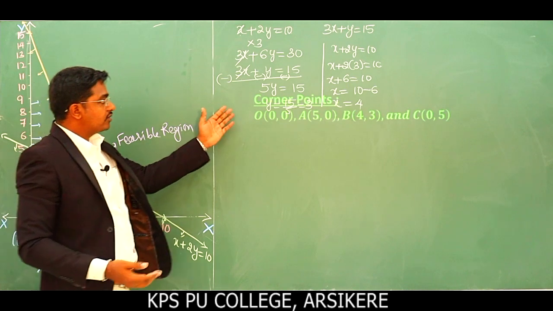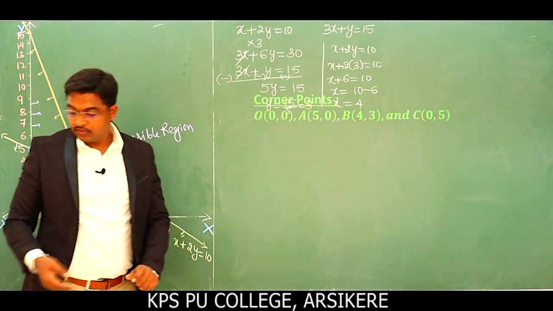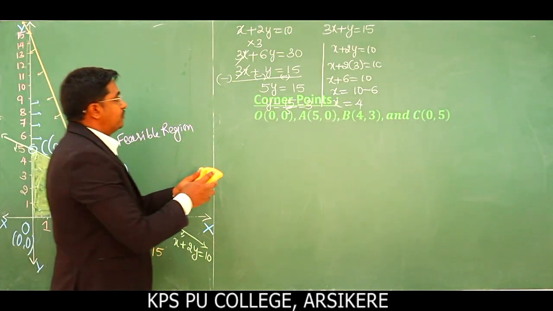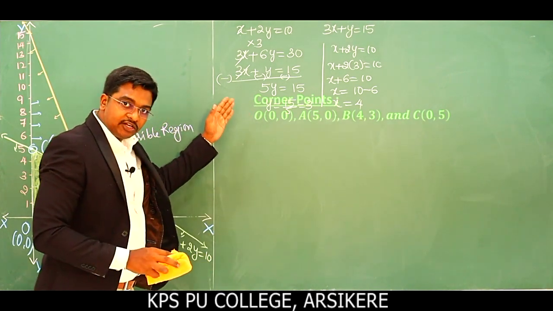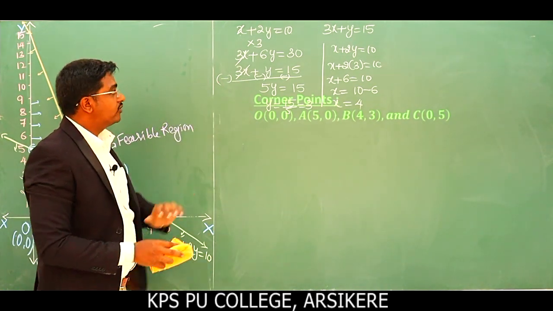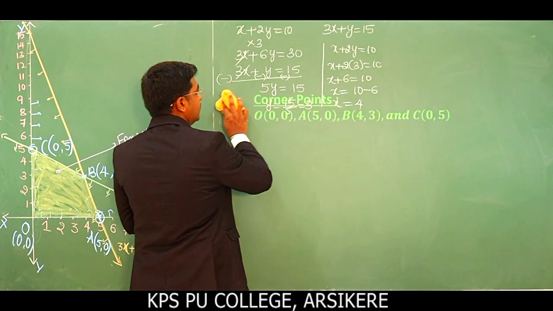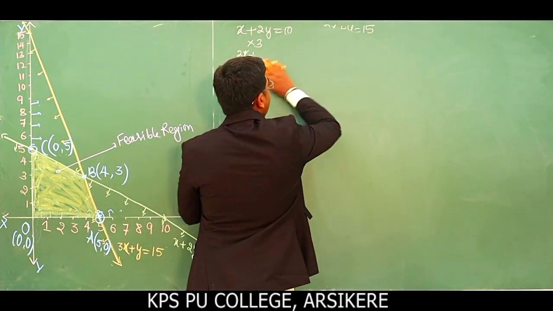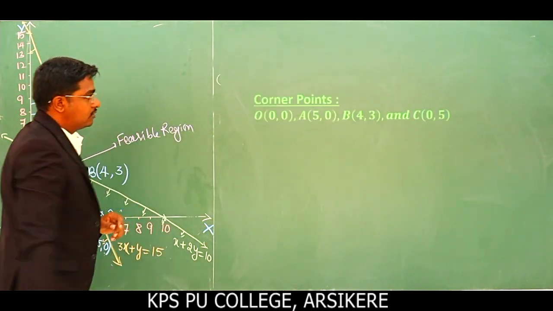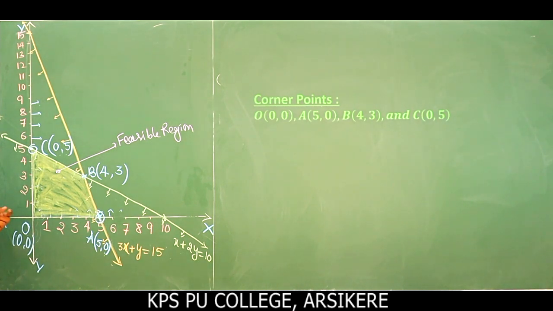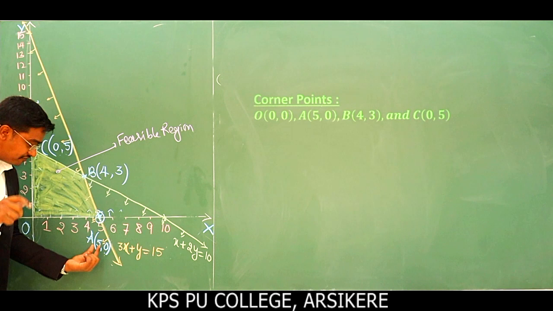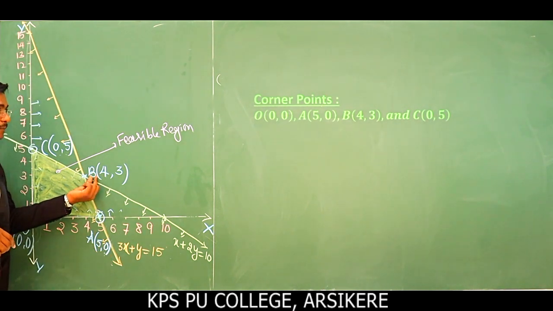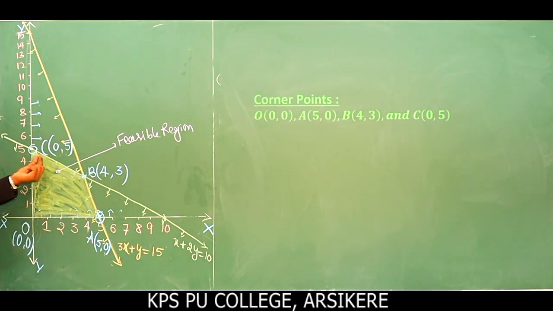Okay. So what are the corner points here? Note down the values of x and y here. Take the pause. Now, what are the corner points? First point here O of 0, 0, second point A of 5, 0, third point B of 4, 3, and next point here C of 0, 5.